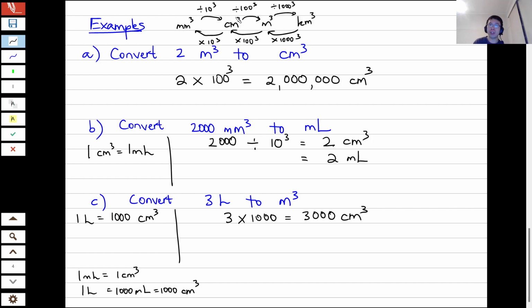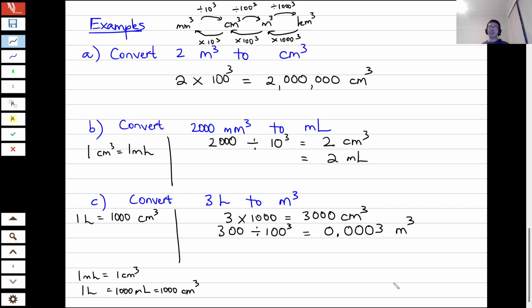And now I need to do the conversion from centimeters cubed to meters cubed. So to do that, I need to divide by 100 to the power of 3. Now, if I do this, I'm going to get a decimal, and it's going to be 0.0003 cubic meters. Okay, you can do that on a calculator if you wish.